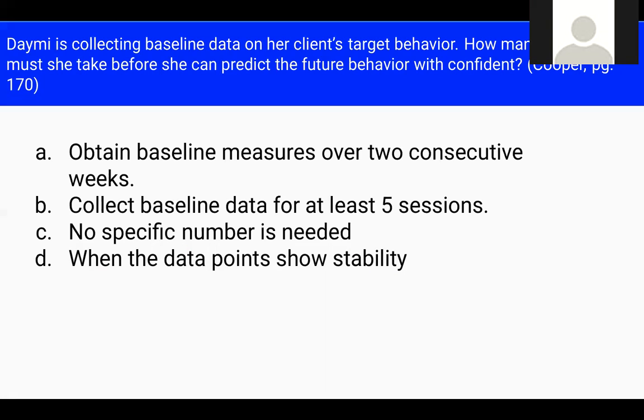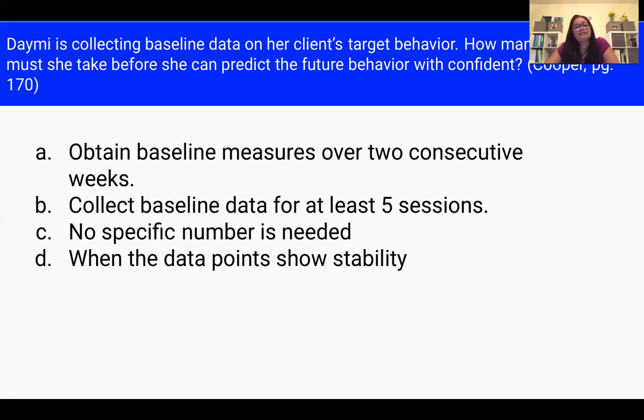Is it like 3 sessions and stability, or is there no number at all? Well, there's no number. If you were to go and take data, yes, you can do 2 consecutive weeks, but if the data varies, you wouldn't implement a treatment. You will wait for it to stabilize. Yeah. So it's conjunctive. You have to do this and that.